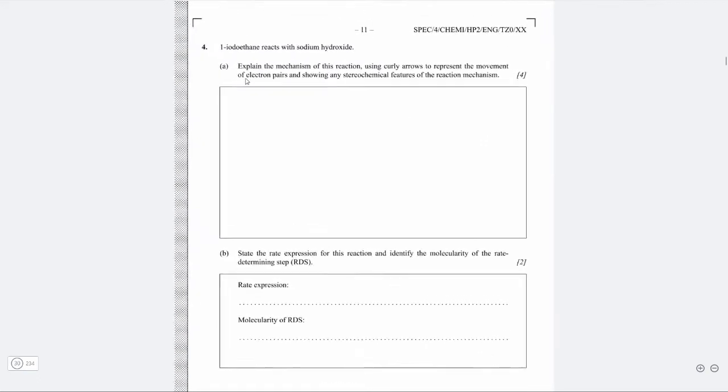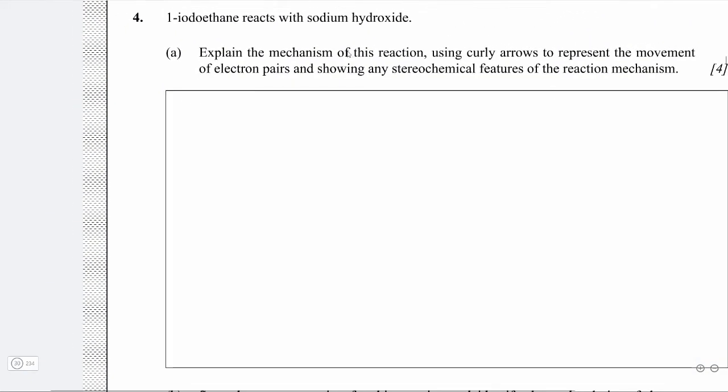Question 4. 1-iodoethane reacts with sodium hydroxide. Explain the mechanism, using curly arrows to represent the movement of electron pairs and showing any stereochemical features. Okay, so it's a 4-mark question. Let's zoom it so it's easier to draw. Okay, so 1-iodoethane. I usually draw condensed formulas because I'm a bit lazy. Oh, also show stereochemical details.